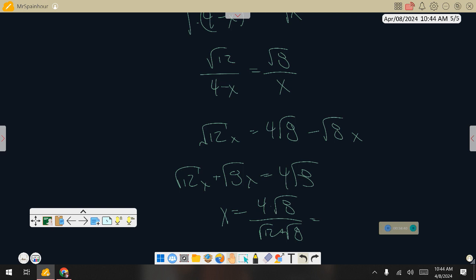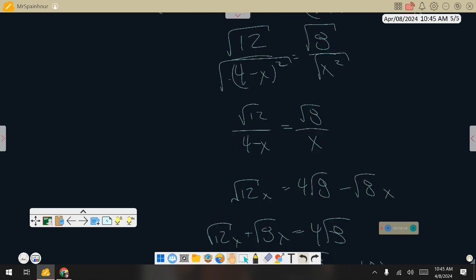The square root of 12 times square root of 8. No, it's plus square root of 8. And you end up with 1.79, let's go 1.80. So, let's check if that makes sense.